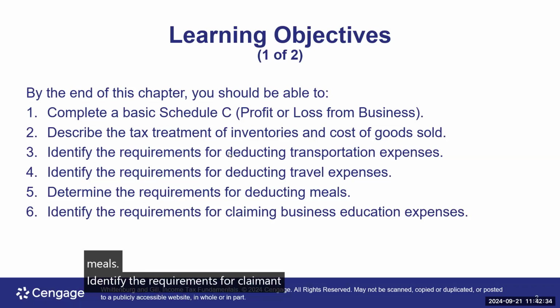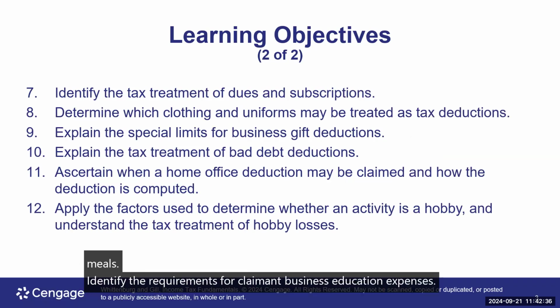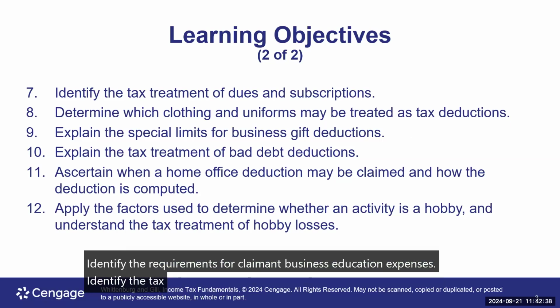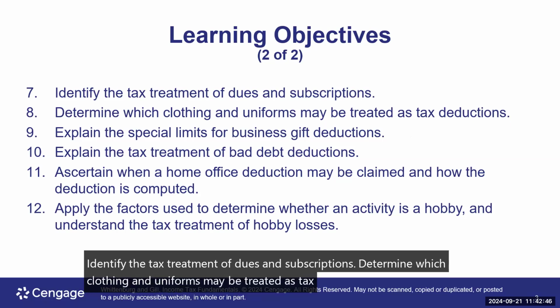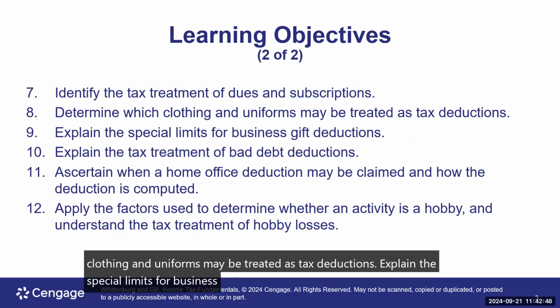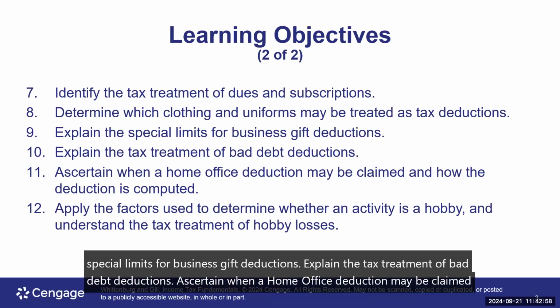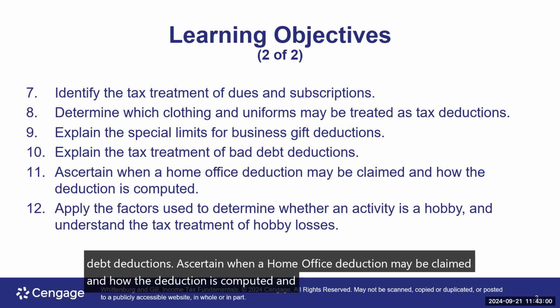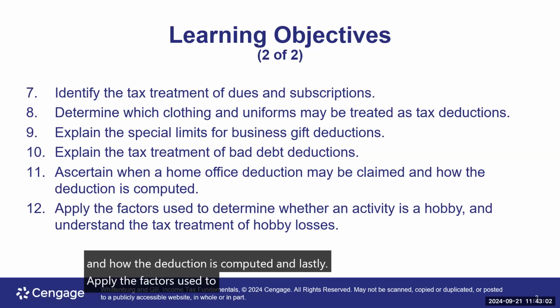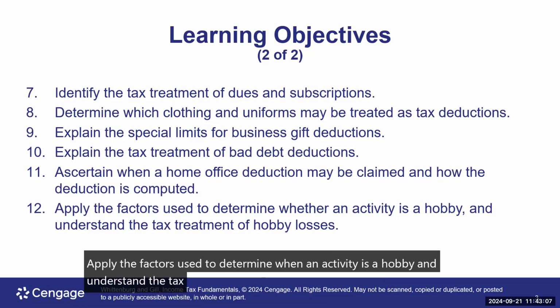business education expenses, identify the tax treatment of dues and subscriptions, determine which clothing and uniforms may be treated as tax deductions, explain the special limits for business gift deductions, explain the tax treatment of bad debt deductions, ascertain when a home office deduction may be claimed and how the deduction is computed, and lastly, apply the factors used to determine when an activity is a hobby and understand the tax treatment of hobby losses.